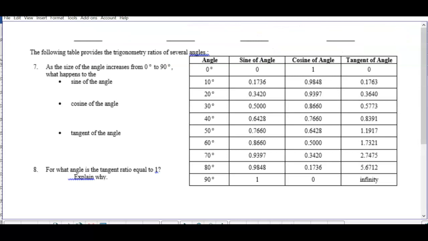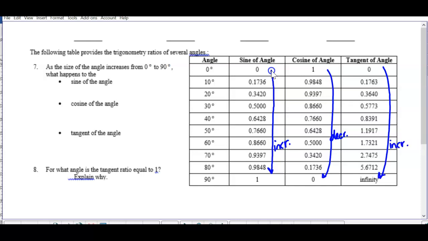Okay, so the following provides the trig ratios of several angles. We've done these for you. So basically angles from 0 through 90 every 10. What happens to the sine of the angle? As we are increasing from 0 to 90, what's happening here? Well, you'll notice the angles are increasing. No, sorry, the ratios are increasing. Here, for cosine, notice it's starting at 1 and then getting smaller. So these are decreasing. For tan, starting at 0 and increasing, it actually goes to infinity.